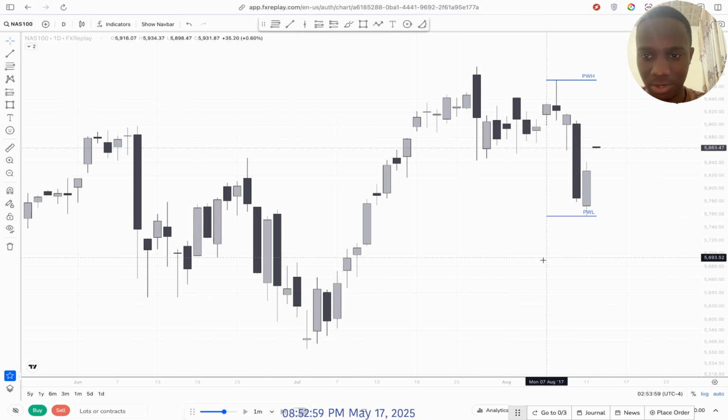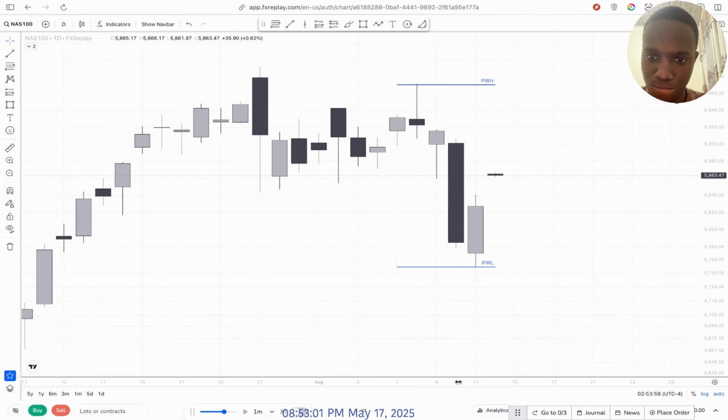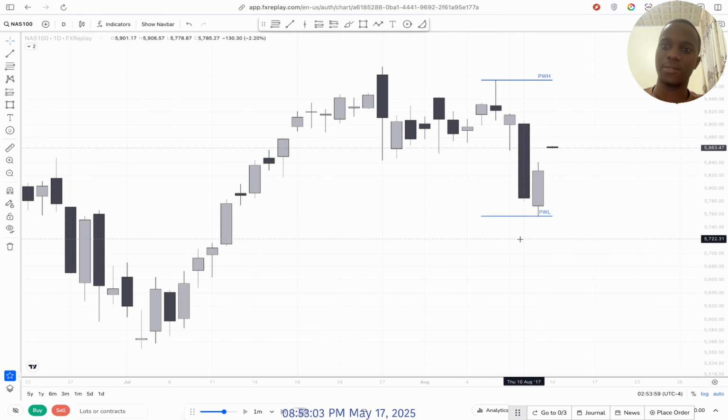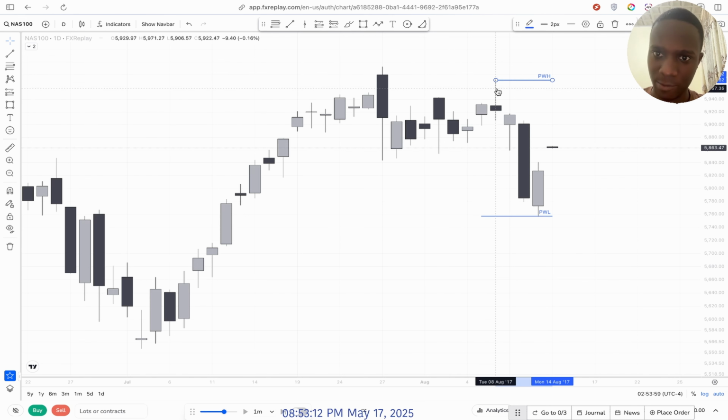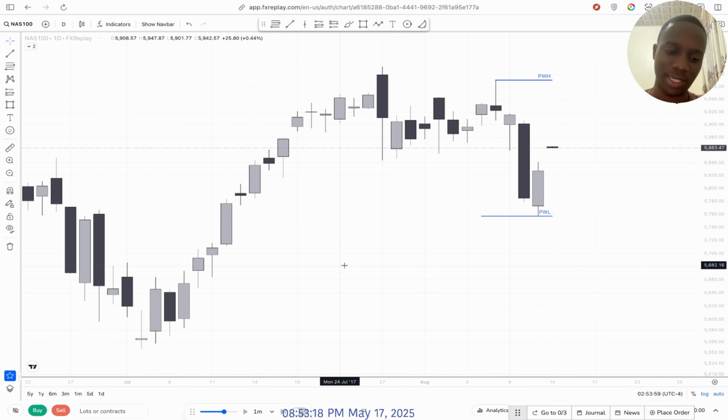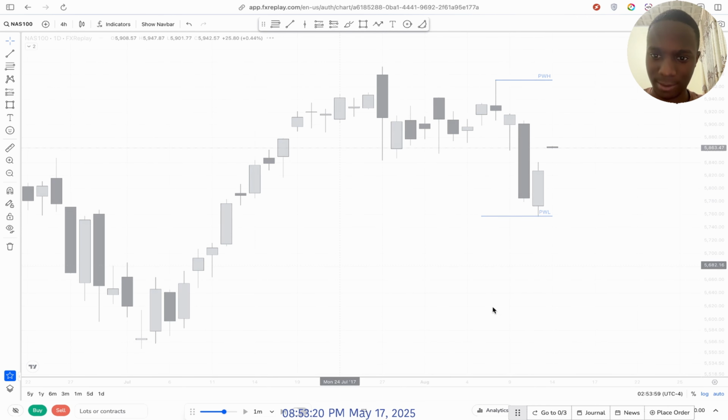Let me mark this well. So basically this is the major point of liquidity, this high. It's also buy side because you can see it's a major high after this one. So these are the levels we will target when we are pushing higher. The 4 hour now.